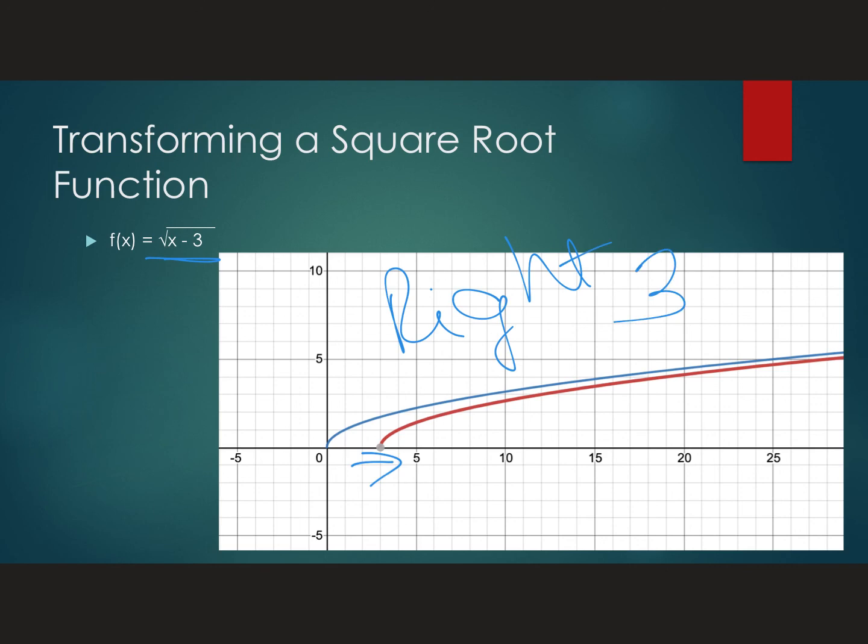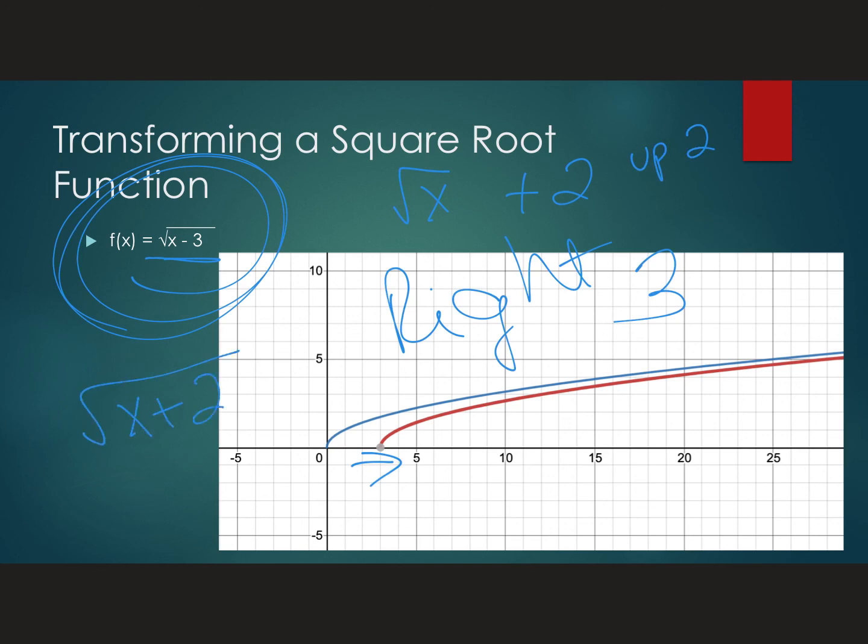So quick review when we're talking about transforming. When we are within the square root symbol, it moves it left, right. If we are outside the square root symbol, it moves it up, down. So square root of x plus 2 goes up 2. Square root of x plus 2 is left 2. So please make sure you don't get those confused.